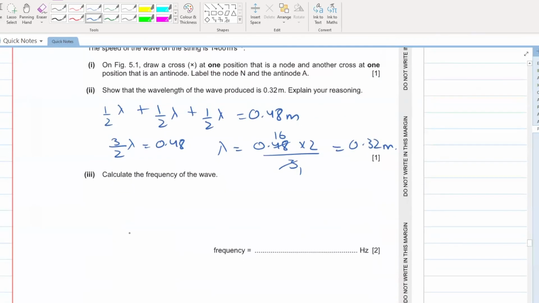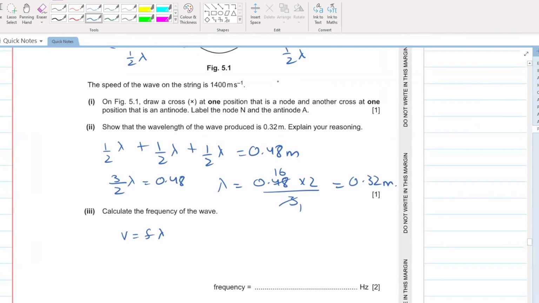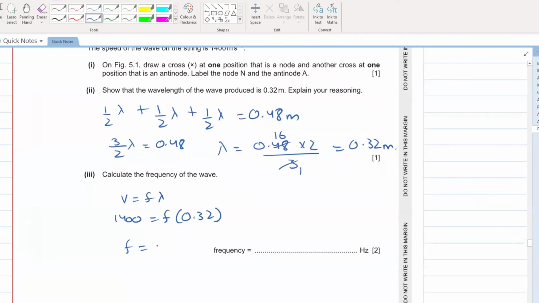Calculate the frequency. How will you calculate the frequency? V is equal to f lambda. Velocity is 1400. Perfect. Frequency is unknown. Lambda is 0.32. Can we calculate the frequency? Yeah. Frequency comes out to be 1400 divided by 0.32. What will your answer come out to be? 1400 divided by 0.32. The answer comes out to be 4380 hertz. Simple as that. Nothing complicated here. Literally the easiest question on the block. Let's further move ahead.